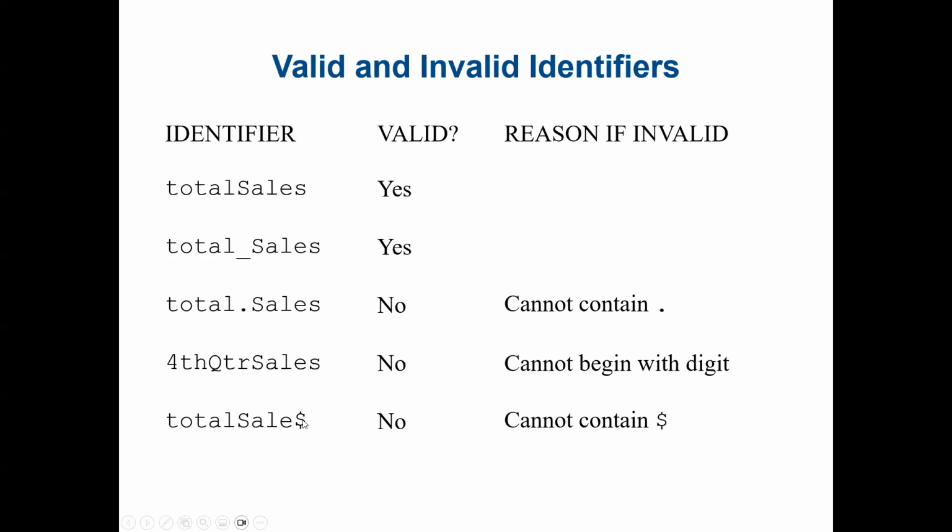Also here we have a special character, the dollar sign. We cannot use the dollar sign. The dollar sign is used by Java. But in C++, the only special character allowed is the underscore. And Java also uses underscore.